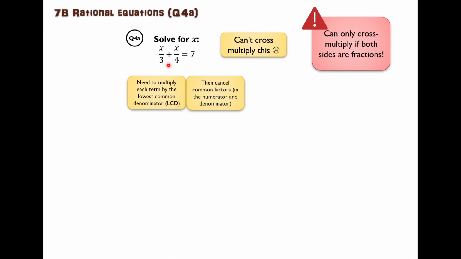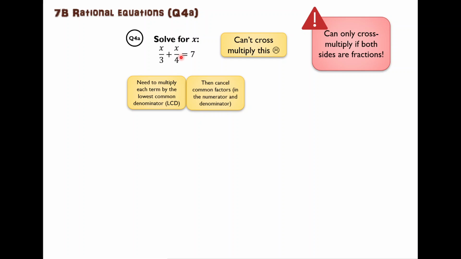We're used to solving equations with fractions by cross multiplying. We can only cross multiply if both sides are fractions, but we have a big boo-boo problem right here. On the left-hand side here, is this side a fraction? No, it's two fractions added together, so I can't cross multiply. That is so sad for us.